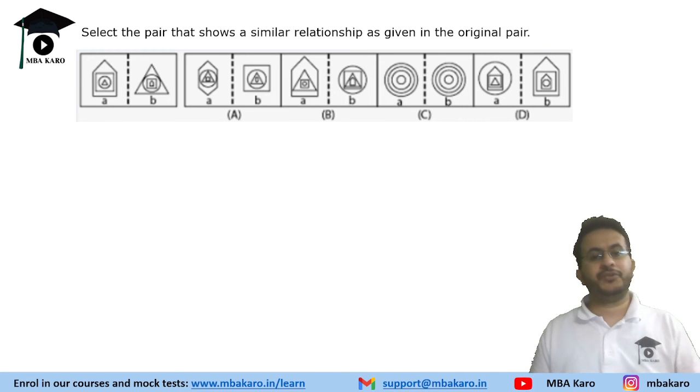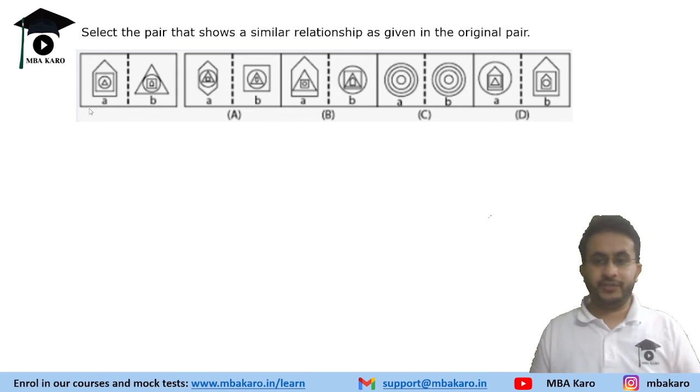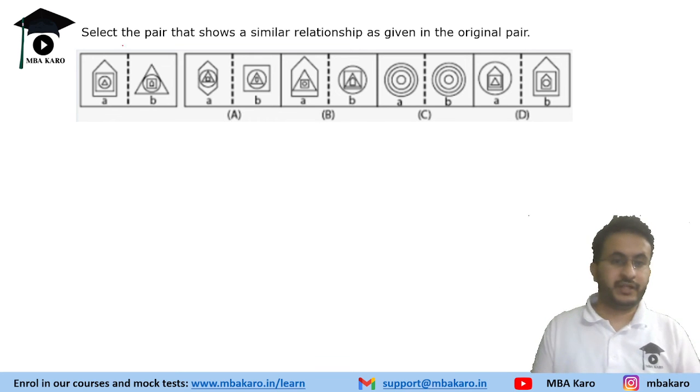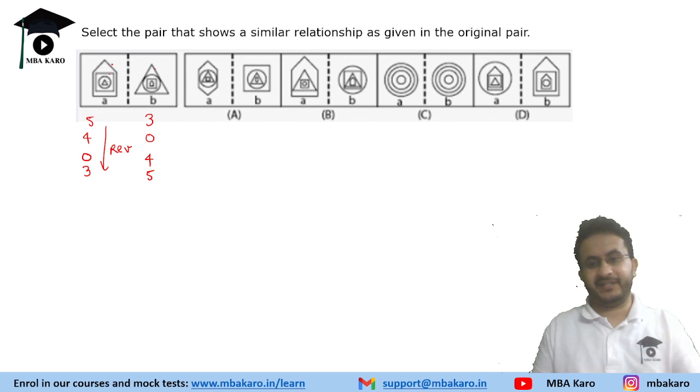Select the pair that shows a similar relationship as given in the original pair. First of all, let us see the original pair and see what the relation is over here. Now we have a pentagon, let's call it 5. Then we have a square, let's call it 4. Then we have a circle, let's call it 0, and then a triangle. Now here we have the triangle outside, then a circle, then a square. So basically it is reversed. If you reverse the order, it becomes 3, 0, 4, 5, with 0 representing a circle.